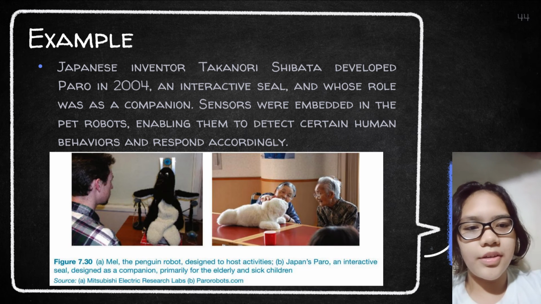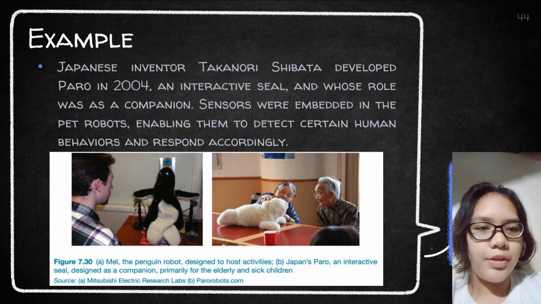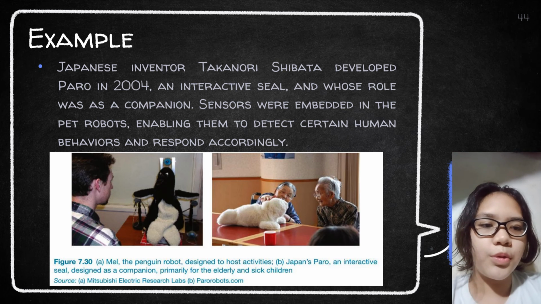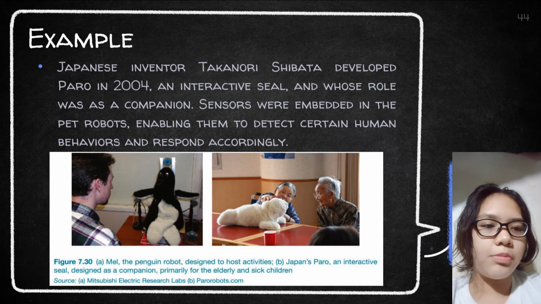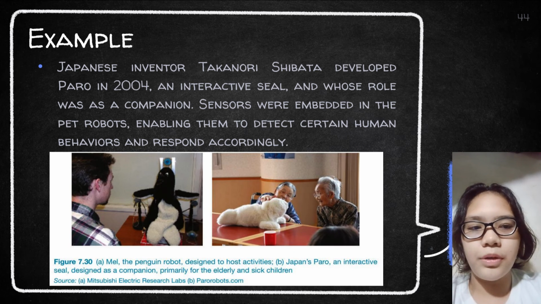Here is an example of a robot. Japanese inventor Takanori Shibata developed Paro in 2004, an interactive seal whose role was a companion. Sensors were embedded in the pet robots, enabling them to detect certain human behaviors and respond accordingly.